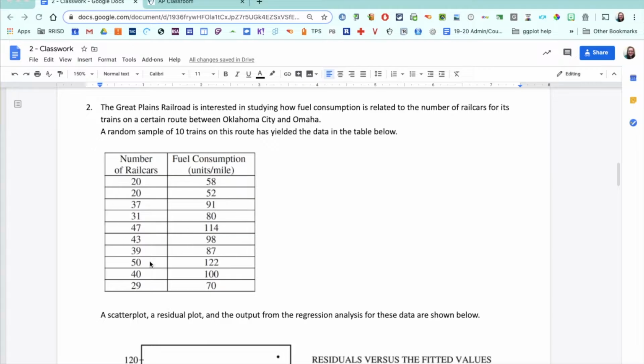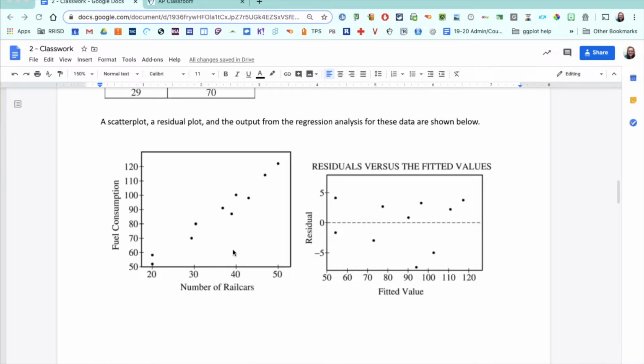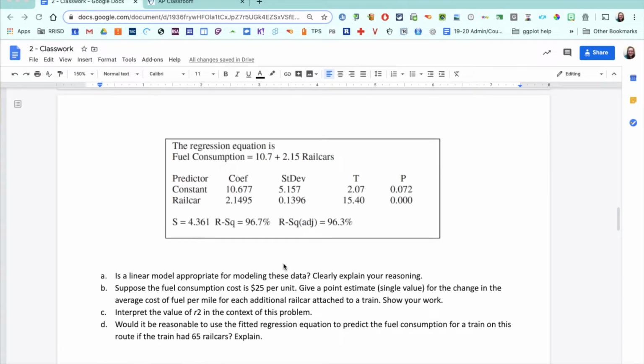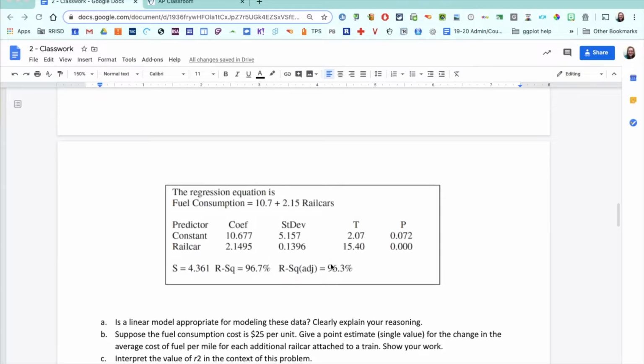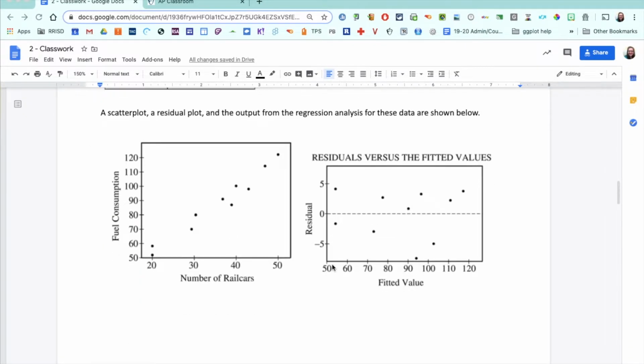So we have this table for a sample of 10 trains on the route, and then we are also given a scatter plot, a residual plot, and we are given our linear regression data from the output. So we're going to go straight to part A. Part A says, is a linear model appropriate for modeling these data? Clearly explain your reasoning. So for that, we're going to look at our graphs.